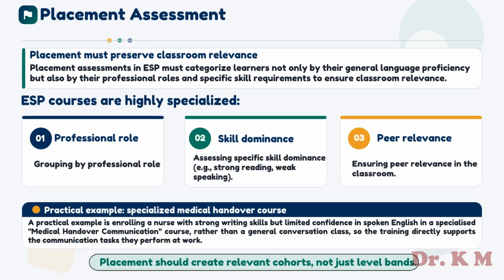Placement assessment. Placement assessments in ESP must categorize learners not only by their general language proficiency, but also by their professional roles and specific skill requirements to ensure classroom relevance. ESP courses are highly specialized. Grouping by professional role. Assessing specific skill dominance, for example, strong reading, weak speaking. Ensuring peer relevance in the classroom.